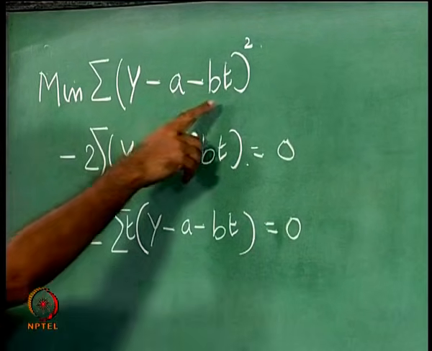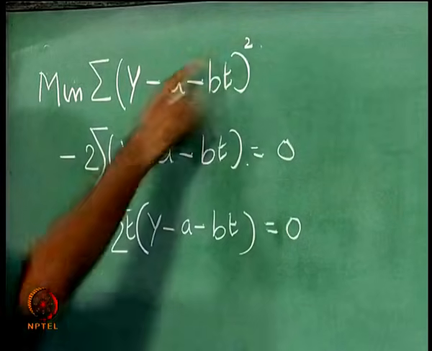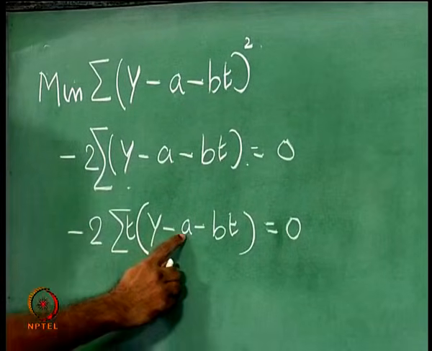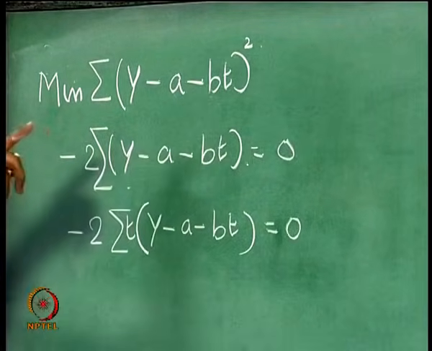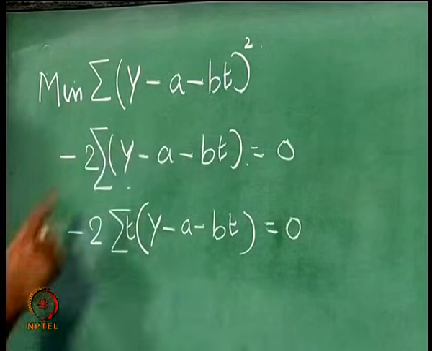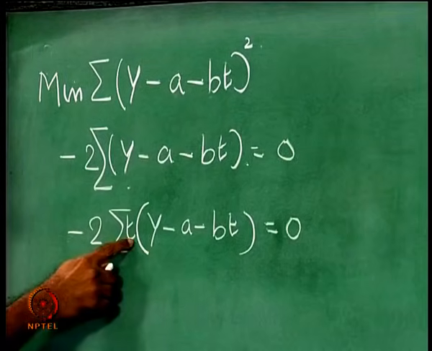Observe that when you differentiate with respect to B, it becomes 2 times y minus A minus bt, and then differentiating with respect to B, we get a minus t. So, the minus is written here and the t is written here.